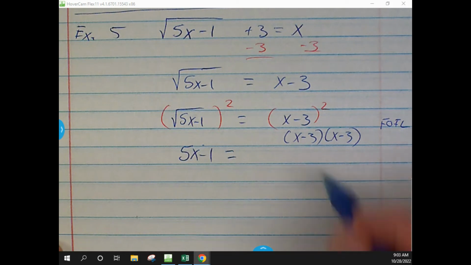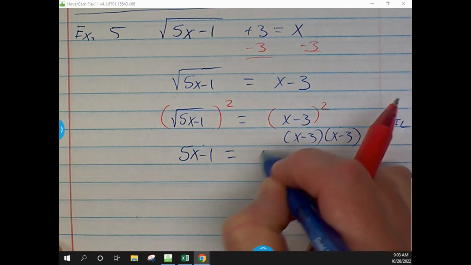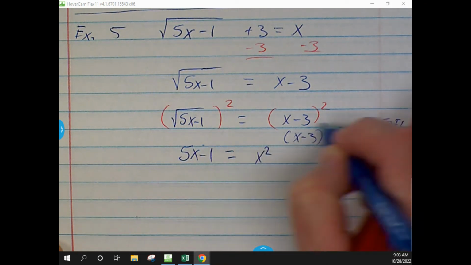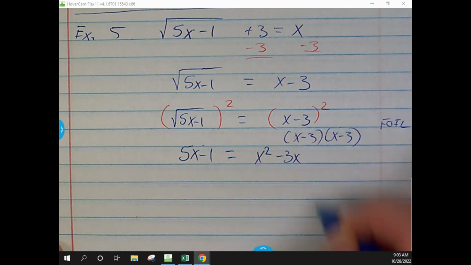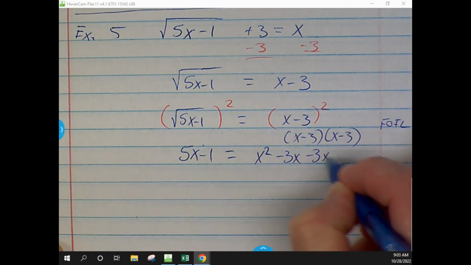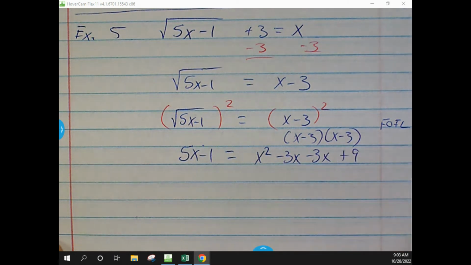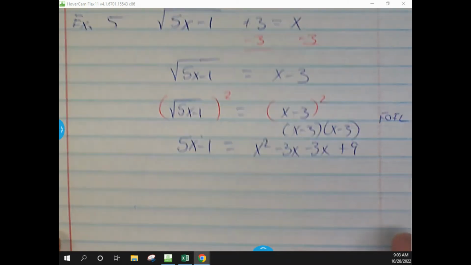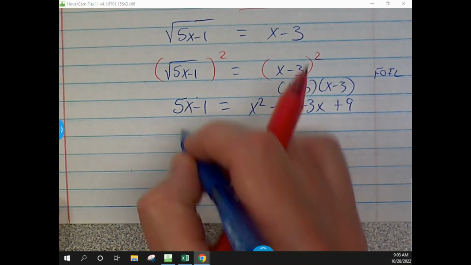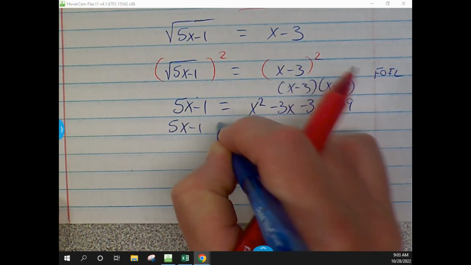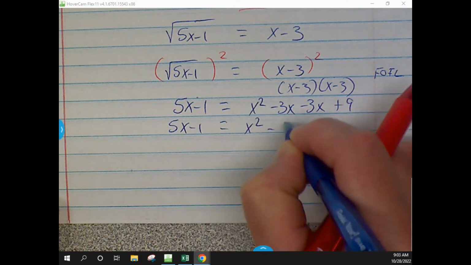So if we do that, we get x times x for x squared. X times negative 3. Negative 3 times x. And then negative 3 times negative 3 would be a positive 9. So if you do the full method, there's your 4 terms. And we can go ahead and combine the terms in the middle.